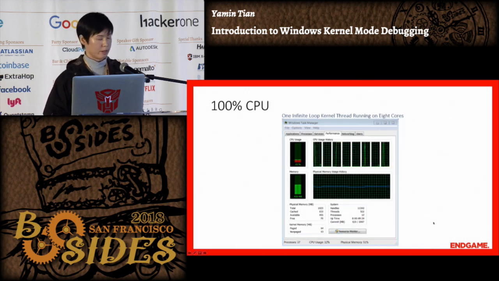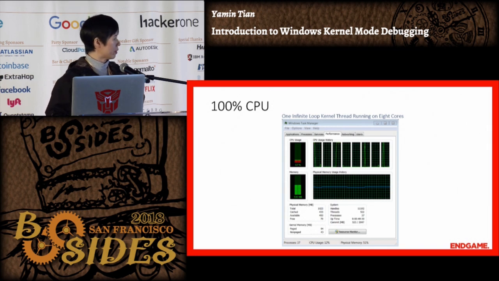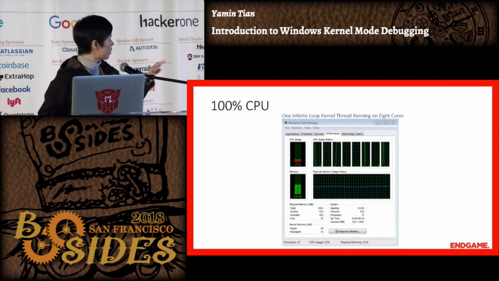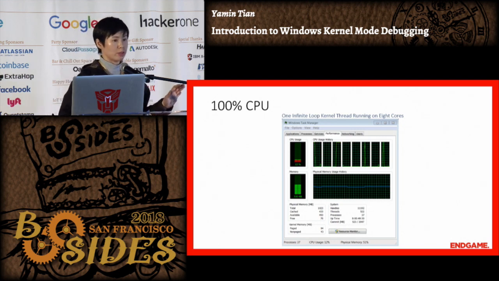And then let's look at this case. In this case, my computer has 8 cores. So I have one looping thread. The thread is looping forever. It's taking 100% CPU, but that thread is spread onto 8 cores. So on average, the CPU usage is pretty low. It's only taking around 12% of the overall CPU usage.